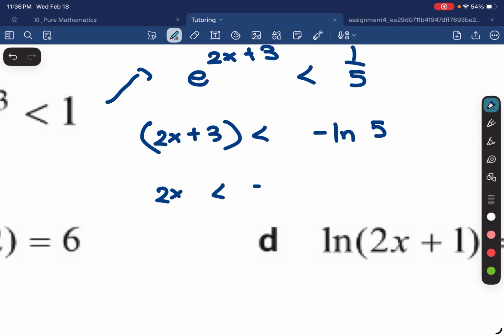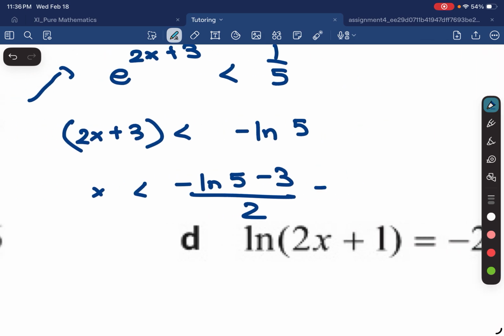So 2x is going to be less than ln 5 minus 3, and then x is going to be this value. So minus 1 over 2, 3 plus ln 5. So this matches the one in the textbook. So this, if you think of it, is just negative half ln 5 plus 3. It's the same answer.